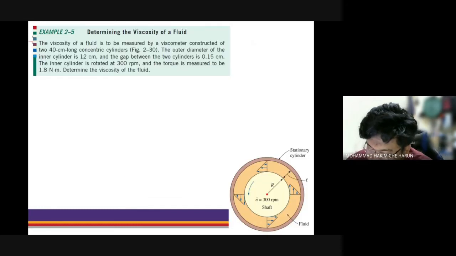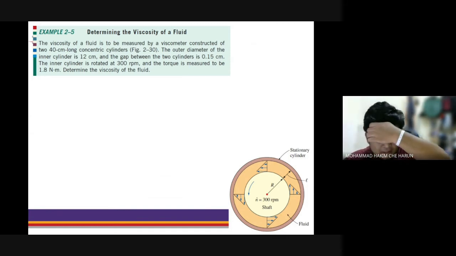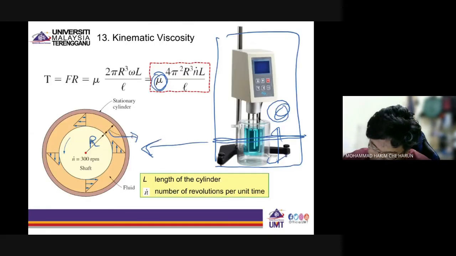The viscosity of a fluid is to be measured by a viscometer constructed of 240 cm long concentric cylinders. The outer diameter of the inner cylinder is 12 cm, and the gap between the two cylinders is 0.15 cm. The inner cylinder is rotated at 300 rpm, and the torque is measured to be 1.8 Newton meter. Okay, so let's get back to the equation here.